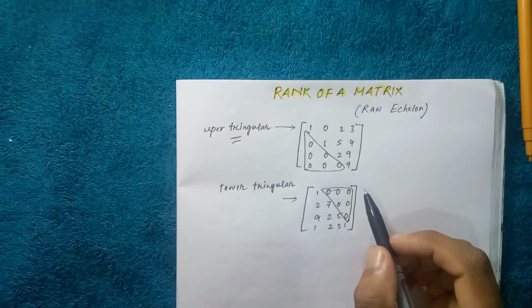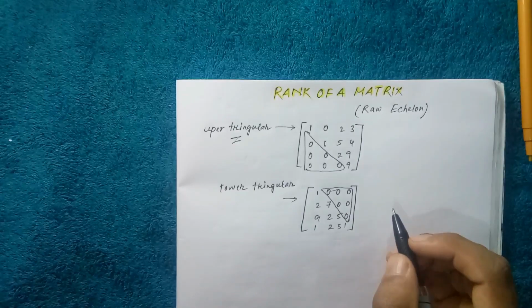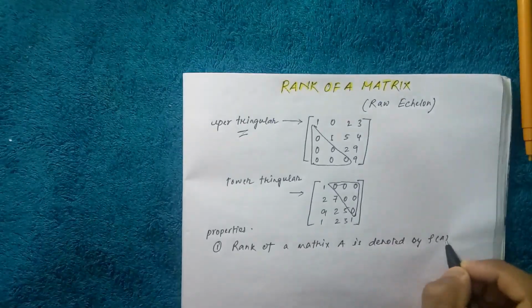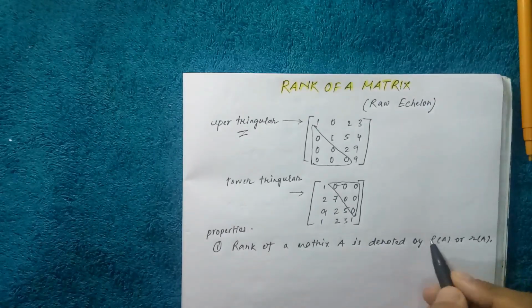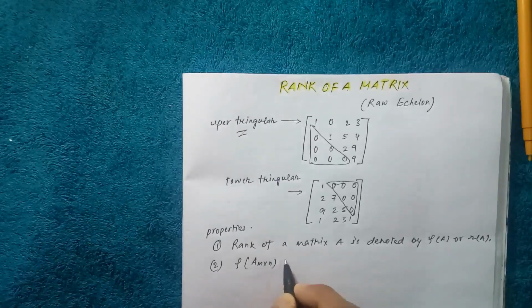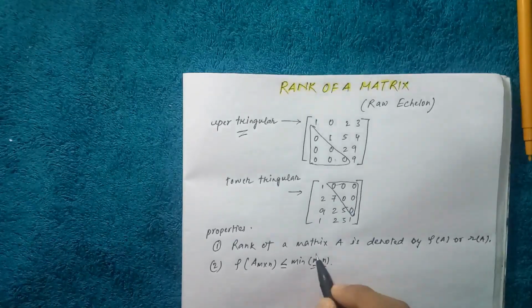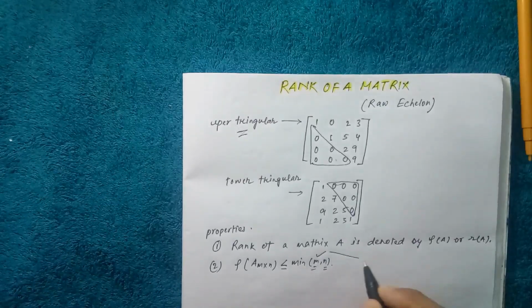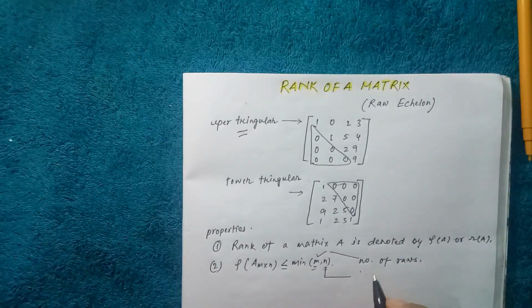To know about matrices, we must be familiar with some basic properties, which are: we know that the rank of the matrix is denoted by rho of A or R of A. Here we can find that the rank of any matrix is never greater than its number of rows or columns, where M is the number of rows and N is the number of columns.